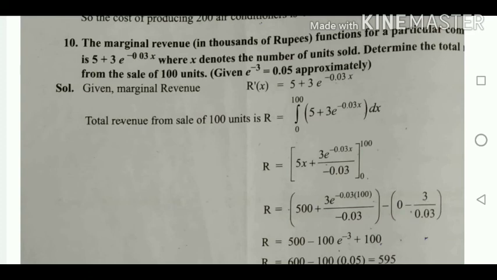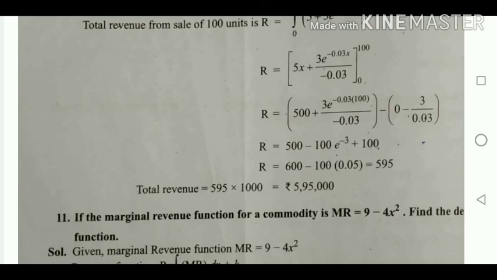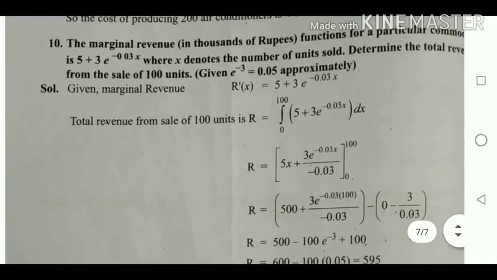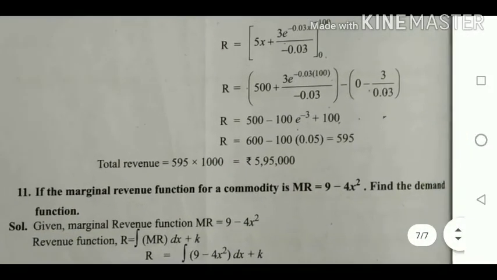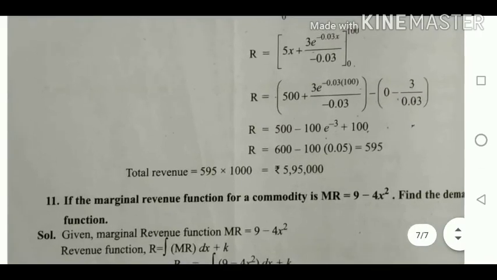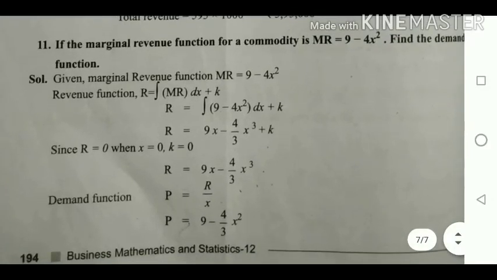Then marginal revenue equal to R dash of x equal to 5 plus 3 e power minus 0.03x. Then total revenue we are finding by way of integrating it. After integration you are getting 600 minus 100 e power minus 3, it is given as 0.05, we are getting 595. So total revenue equal to 595 into 1000 units. Here it is 100 said that, but here they put it as 1000, printing mistake it is. So if you multiply by 1000 we are getting 5,95,000, okay?